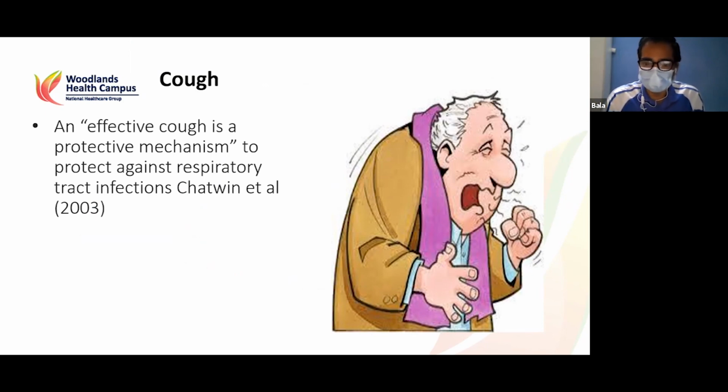As I said, in a normal person, there are two ways to clear secretions. One is your mucociliary clearance and the second one is cough. But with NMD, the mucociliary clearance may be intact, but the second mechanism, which is your cough, may not be very good. So that's where the problem comes. They are going to have some problem clearing their secretions.